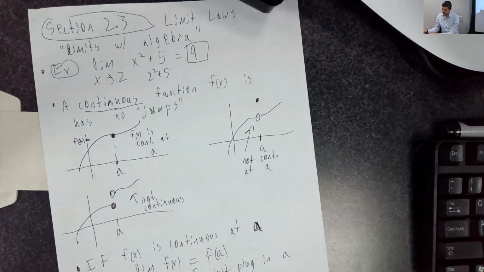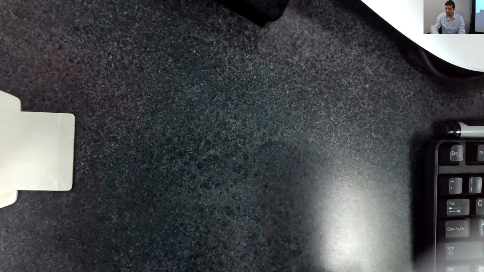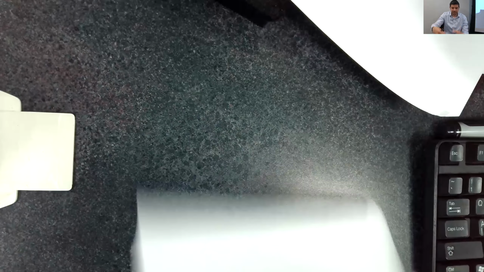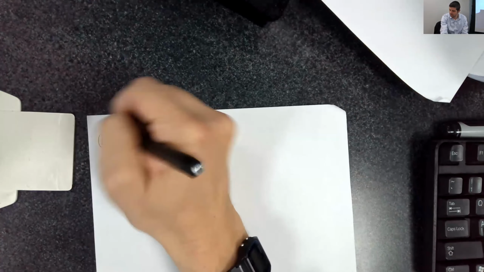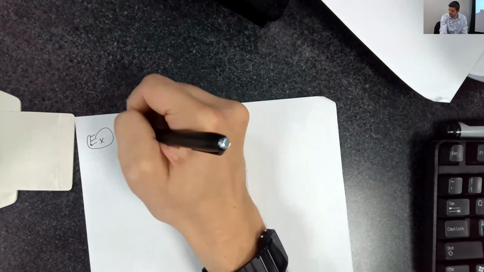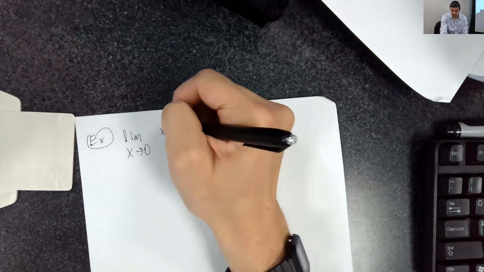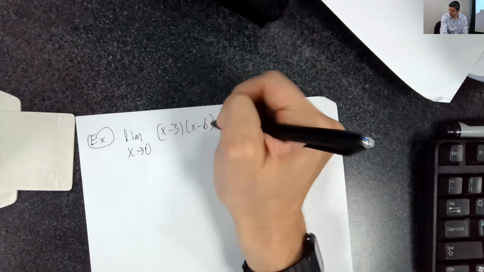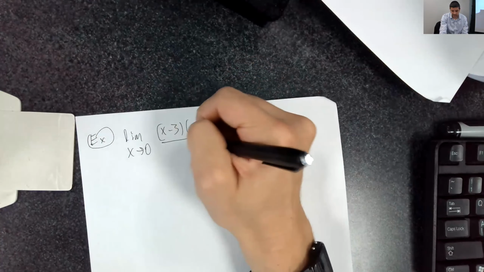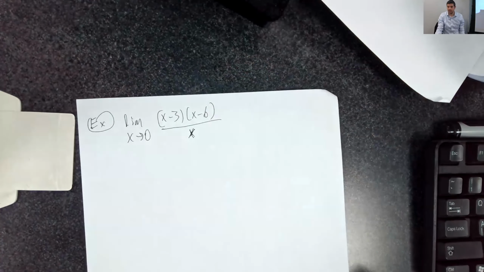Okay. All right, so let's do more examples. So let's do another example. So remember, as long as it looks continuous, like the function's not doing anything weird, you can use this. So this example, the limit as x goes to 0 of (x minus 3)(x minus 6) over x.